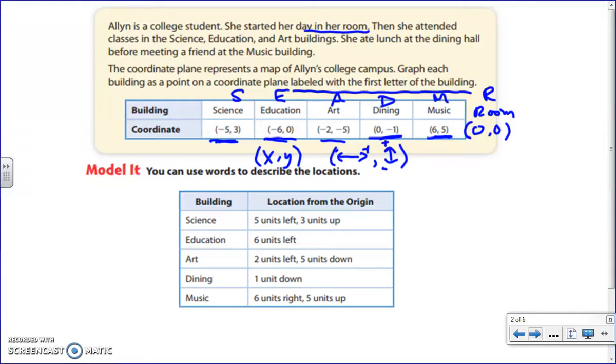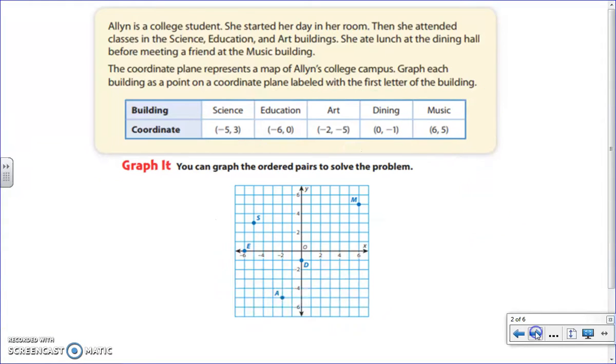And so as far as the ups and downs are concerned, up is positive, down is negative, left is negative, right is positive. And always think of your coordinate plane, your x-axis, bigger numbers to the right, smaller numbers to the left. Thermometer, bigger numbers at the top, smaller numbers at the bottom. That's called the y-axis. You can graph the ordered pairs to solve the problem.